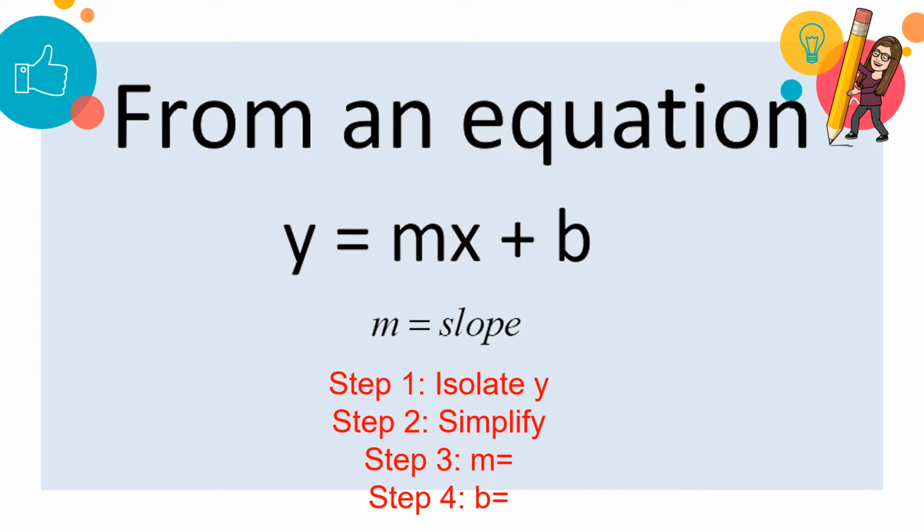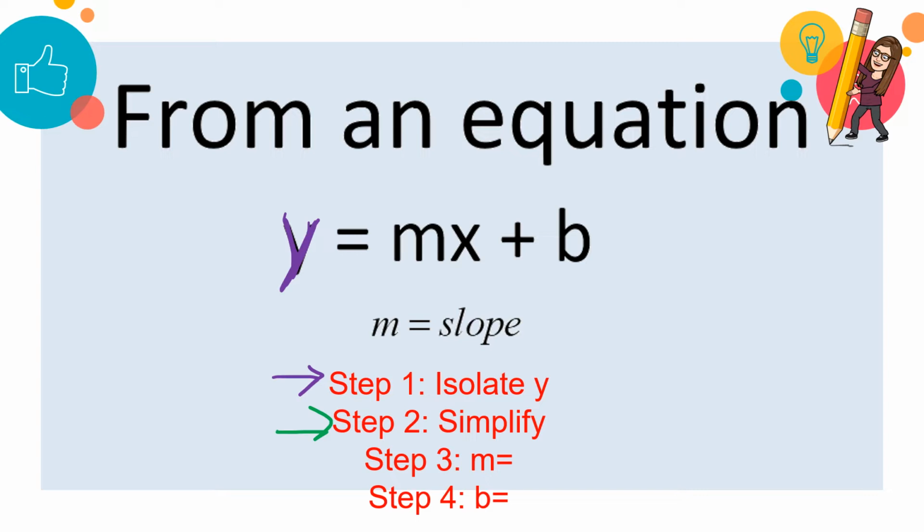Our goal, and if you would write down these steps, please. Our first goal, step 1, is to isolate y. We want to get y by itself so that all the information's on the other side. Step 2, if you have anything to simplify, make sure you simplify. For example, 5/10. We want to simplify that down to 1/2.